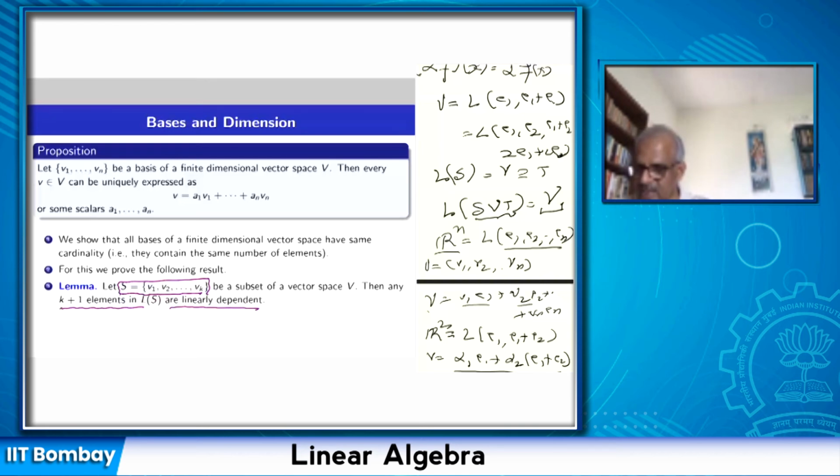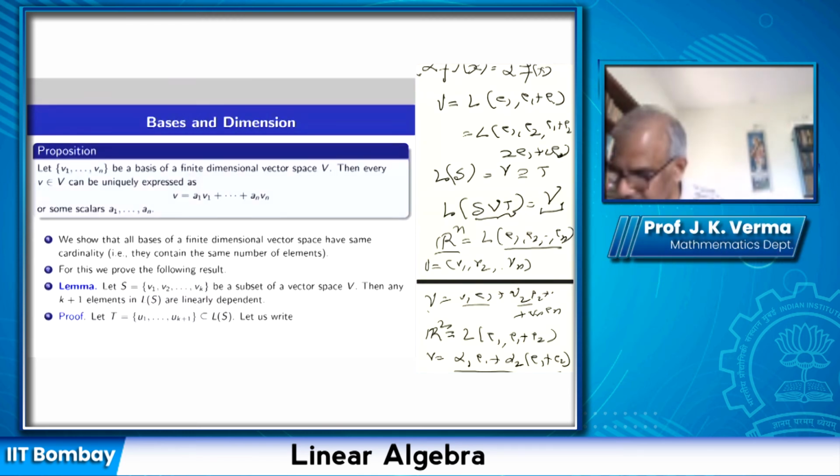So let's prove this, that any k plus 1 elements in the linear span of k vectors are linearly dependent. So let us look at the set of k plus 1 vectors. We are saying any k plus 1 vectors. So I take k plus 1 vectors.